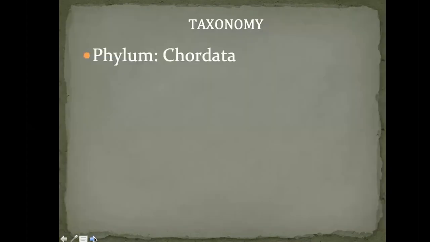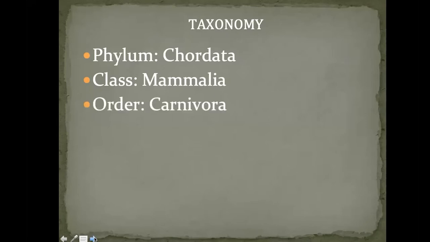So taxonomically, we're all part of the animal kingdom. Then the phylum Chordata, so this is all creatures that have a spinal cord or a backbone. Then under the mammal class, and this is where we share a common history with these creatures. But then at the order level, Carnivora, this is where they have specialized.